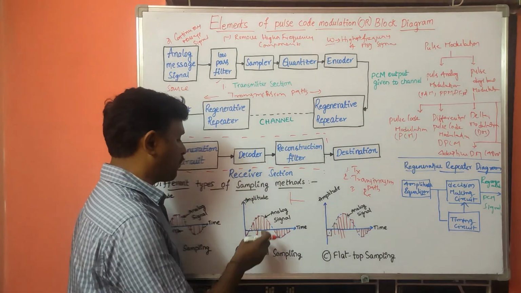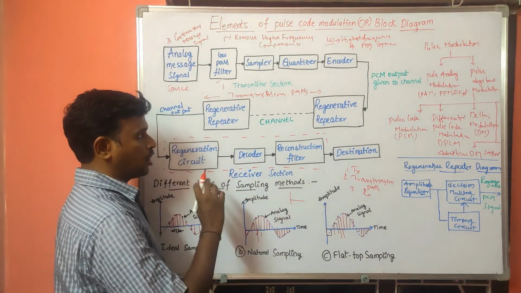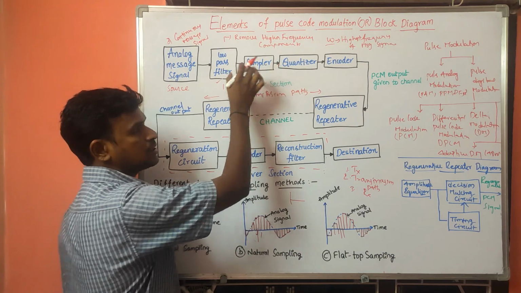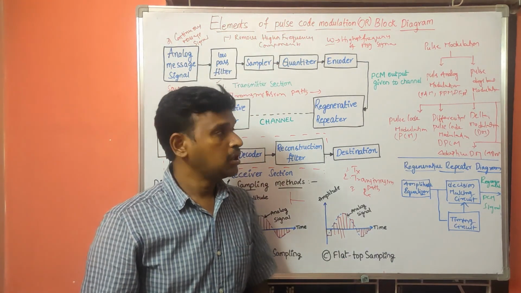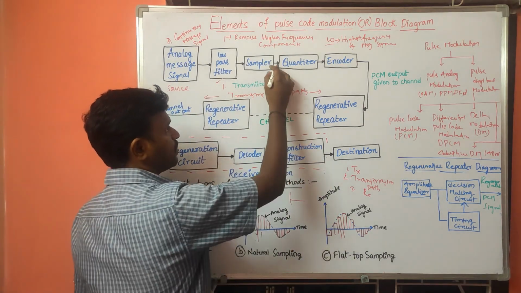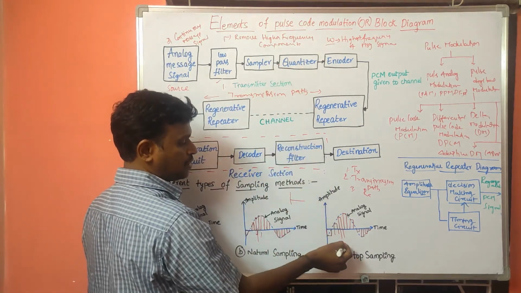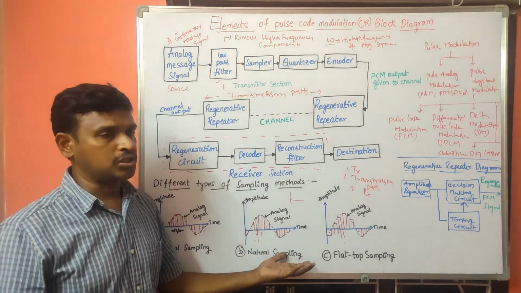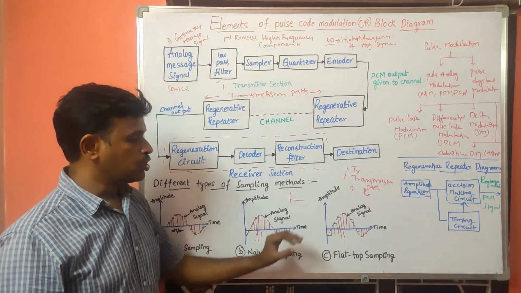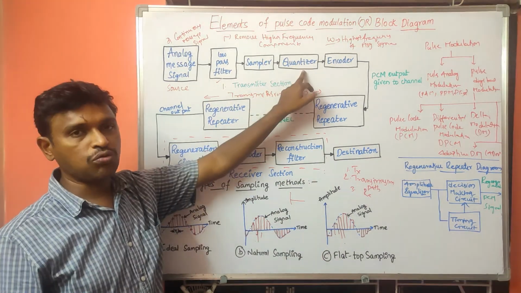Like this, whatever analog signal we have, it will convert into discrete samples. After that, the output of this sampler, that means this one or this one, depending on the application, will use natural sampling or flat top sampling. These will be given to the quantizer.